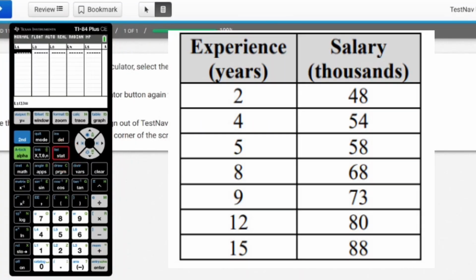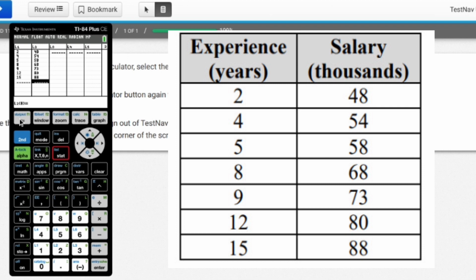Stat, edit. Now, I can't really do the, let's count and see how far apart these are, because these numbers are not equal length input value intervals. So forget what I said back there like 30 seconds ago. 2, 4, 5, 8, 9, 12, 15. Then we got 48, 54, 58, 68, 73, 80, 88. All right, no mistakes at all.